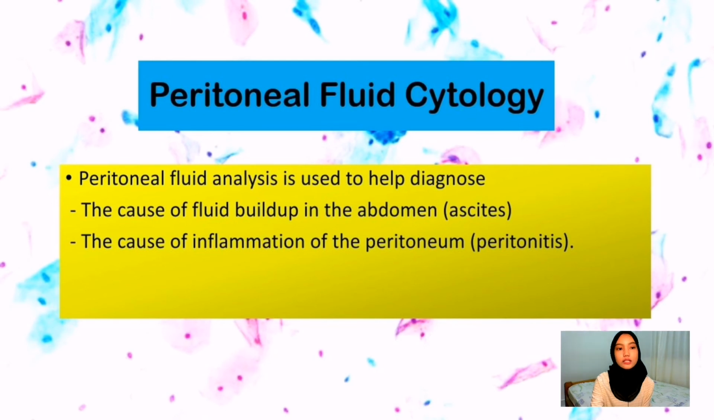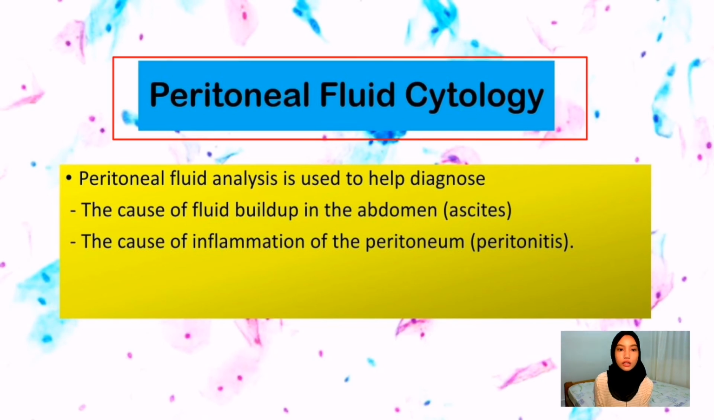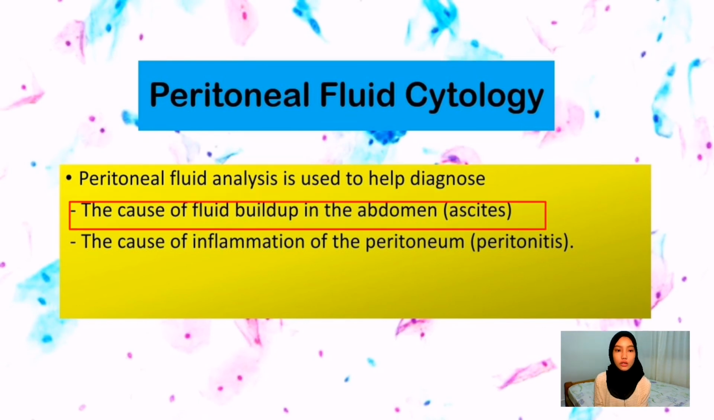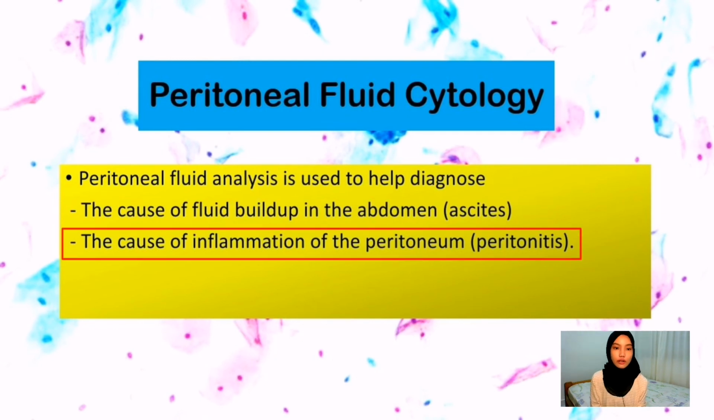The next one is peritoneal fluid cytology. Peritoneal fluid analysis is used to help diagnose the cause of fluid buildup in the abdomen, also known as ascites, and the cause of inflammation of the peritoneum, also known as peritonitis.